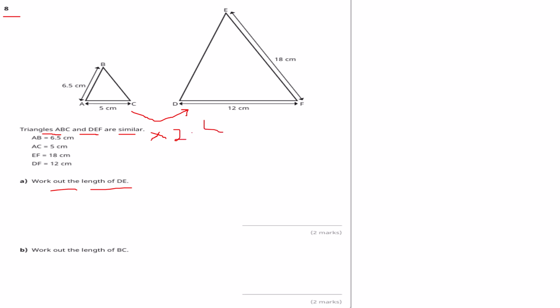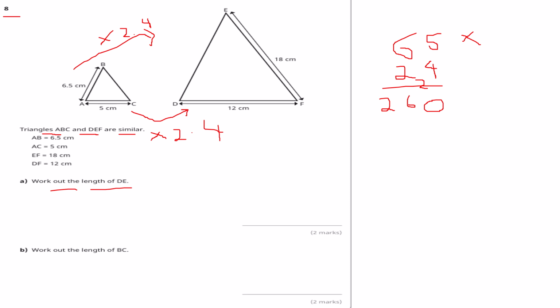And what's next? To work out DE, I'm going to multiply 6.5 by 2.4. If we work it out to the side, do 65 times 24, and then divide our answer by 100. So multiplying decimals: 4 fives are 20, so 0 carry the 2. 4 sixes are 24, plus the 2 makes 26. We put a placeholder, so carry a 0. I'm doing 20 times 65.